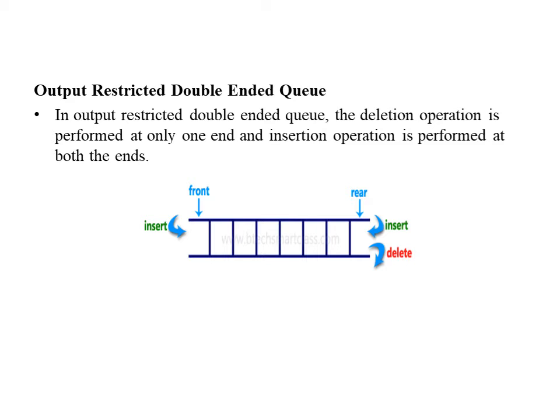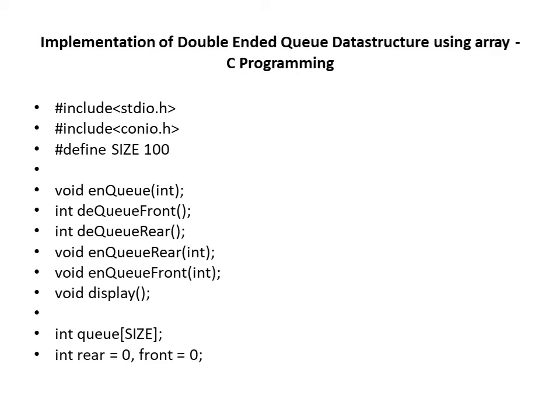In the input restricted double-ended queue, what happens? Insertion and deletion are done at the front end, and in the rear end only deletion is done. Here is the program. See the program.